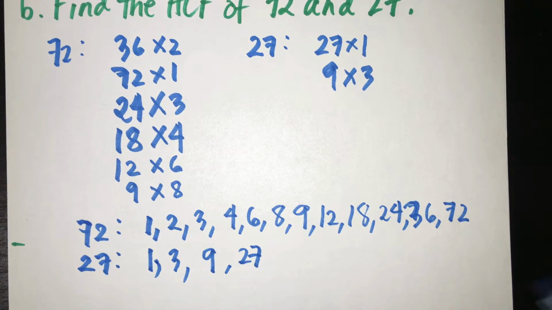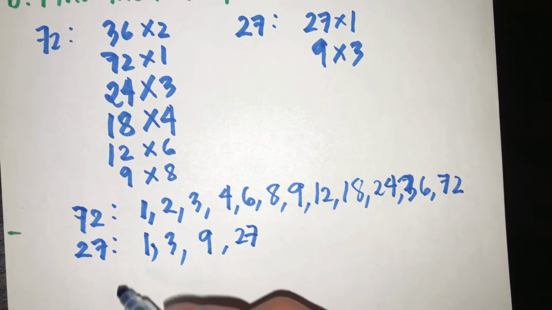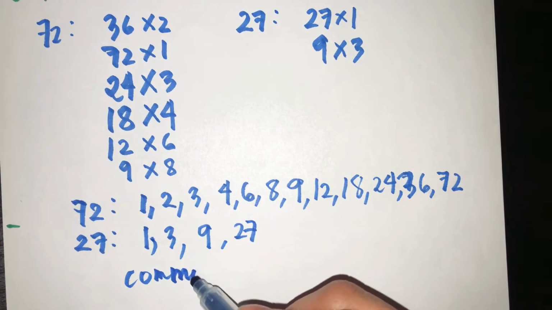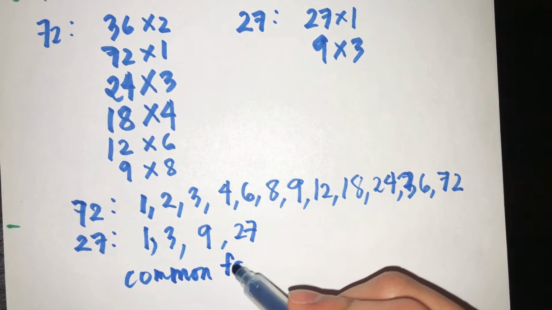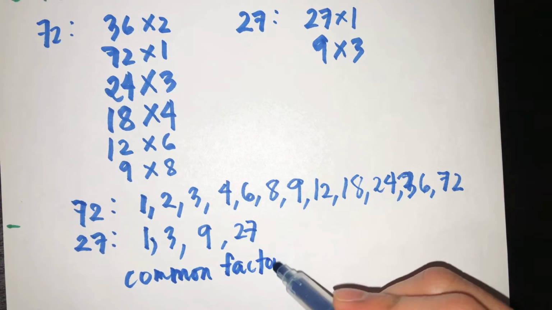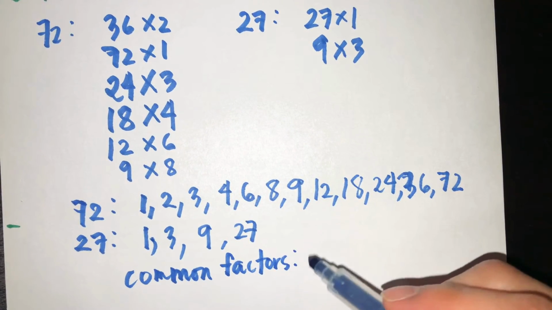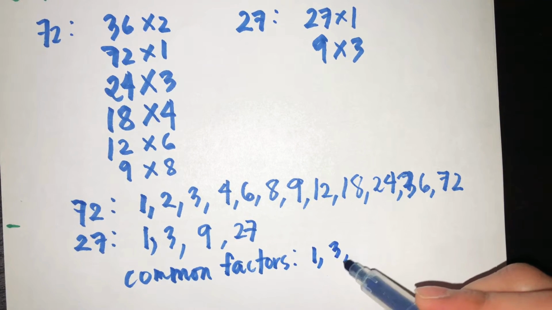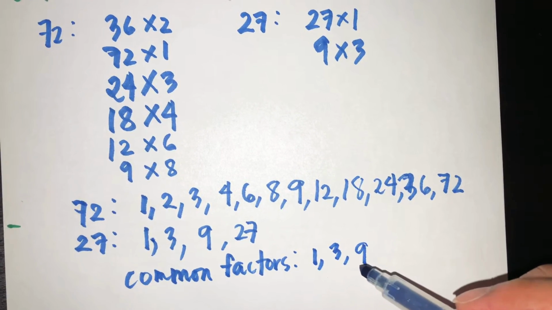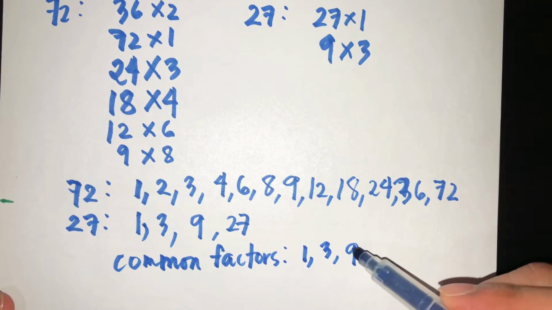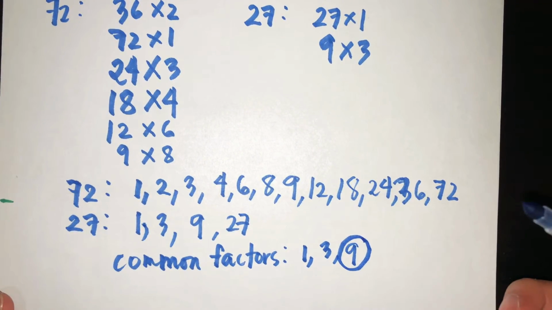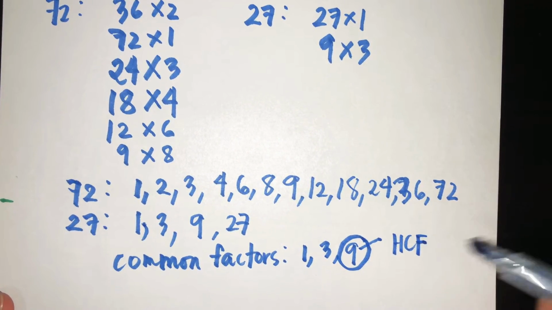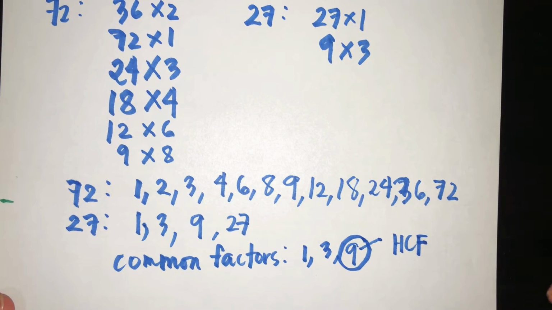Now as you can see, you have common factors here. So the common factors, so you have 1, 3, and 9. Okay, and the greatest of these common factors is 9. So this is your HCF. Okay?